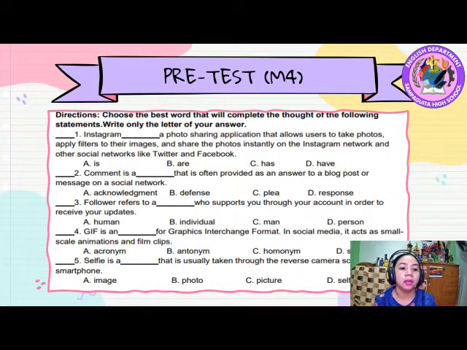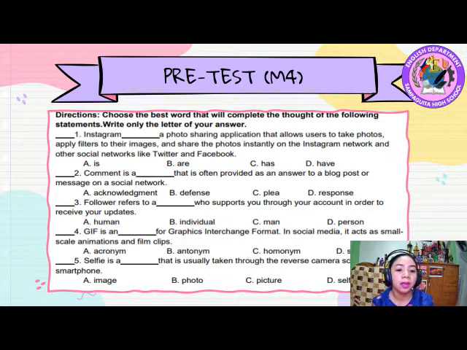Number 1. Instagram launched a photo sharing application that allows users to take photos, apply filters to their images, and share the photos instantly on the Instagram network and other social networks like Twitter and Facebook. A. is, B. are, C. has, D. have. So what do you think is the answer? If your answer is letter A, that is the correct answer. So later we are going to discuss the reason behind that.